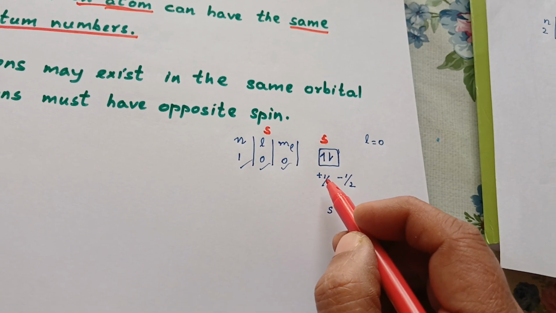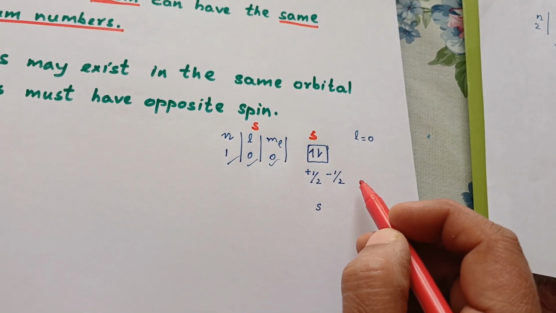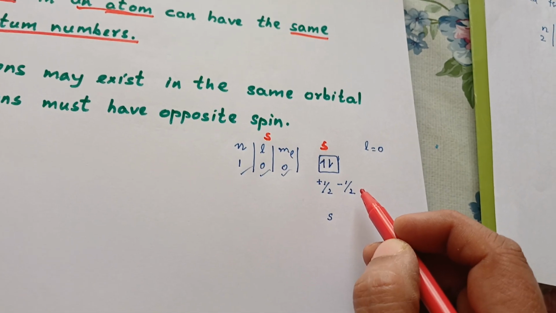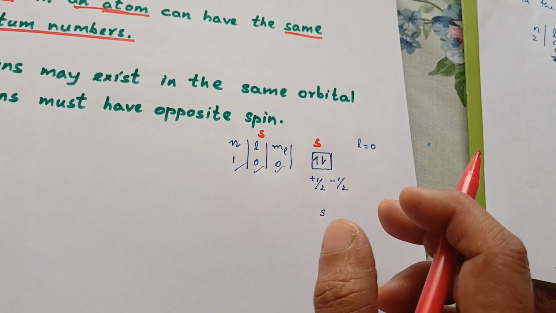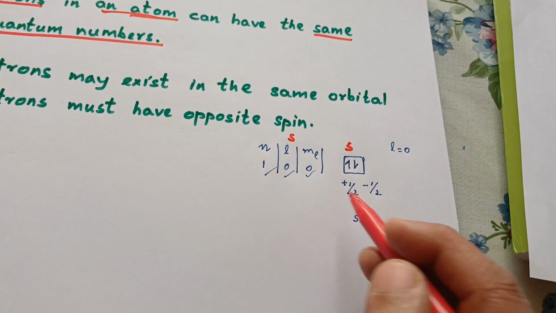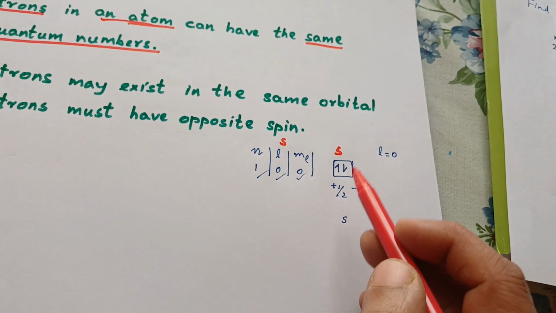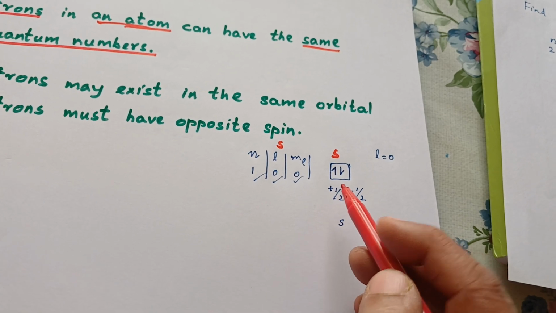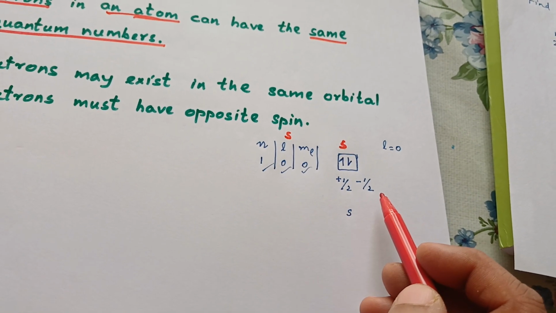So that spin will be plus half or minus half depending on the rotation of the electron around its own axis. Of course, the electron will be going around the nucleus, but it will also be rotating on its own axis, and upon that will depend the spin quantum number.